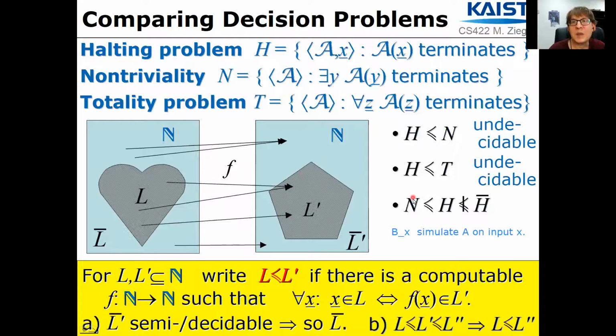And then we can see that this new search algorithm searches for an input on which it terminates, and thus gives a positive instance of the halting problem if and only if it was a positive instance of the non-triviality problem. I'll leave the details for you as an exercise. Let's, in view of time, move on to the second statement, namely a non-reduction.